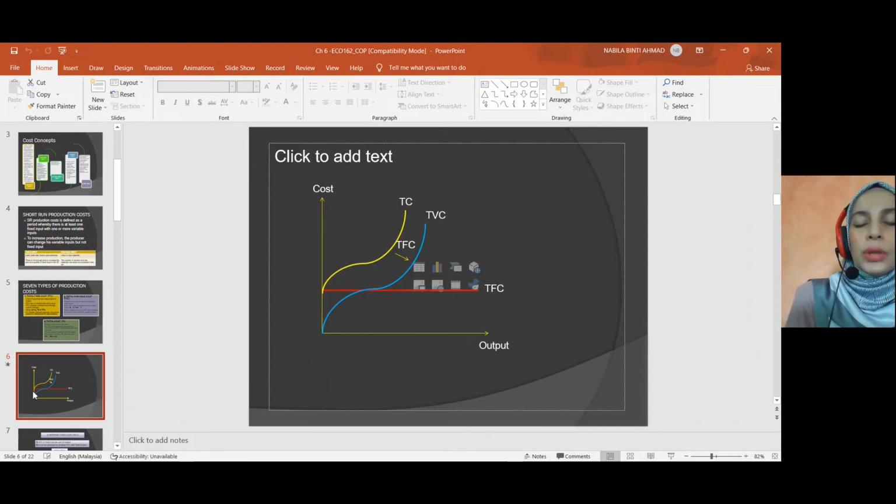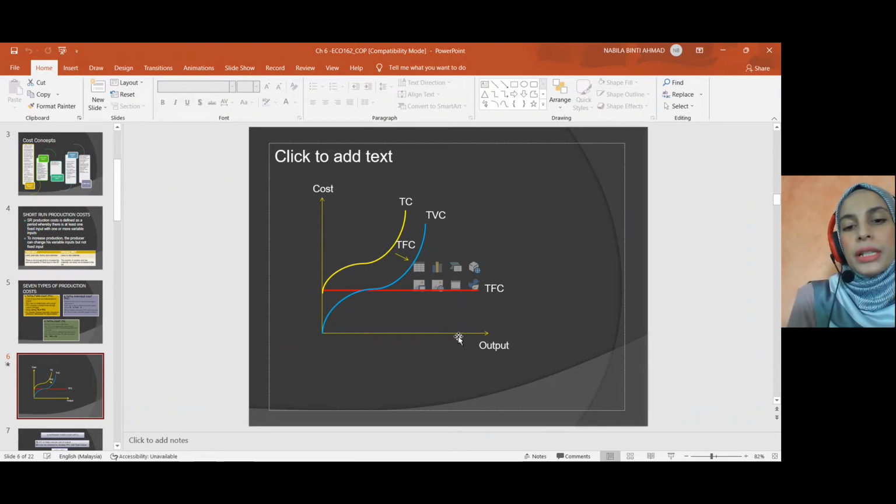Okay, so ni dalam bentuk diagram. So total fixed cost fixed here, sama ada kuantiti kita kosong ataupun banyak mana, kita akan bayar fixed cost yang sama. Okay, and then total variable cost dia start at 0 and then it upward sloping.